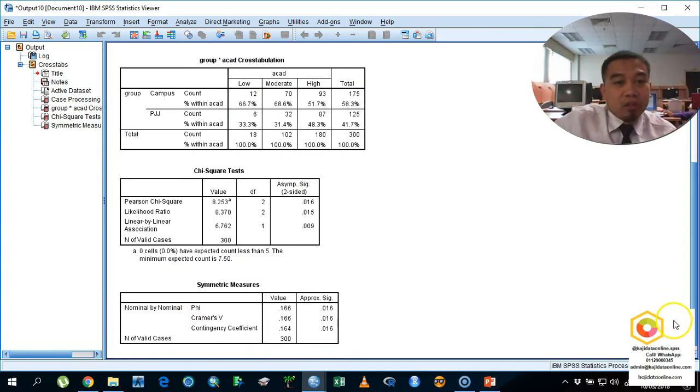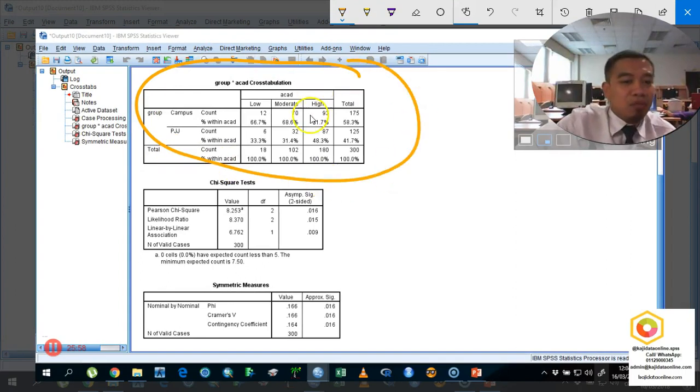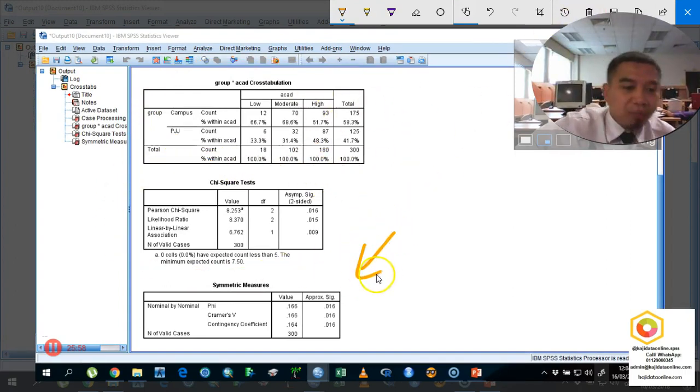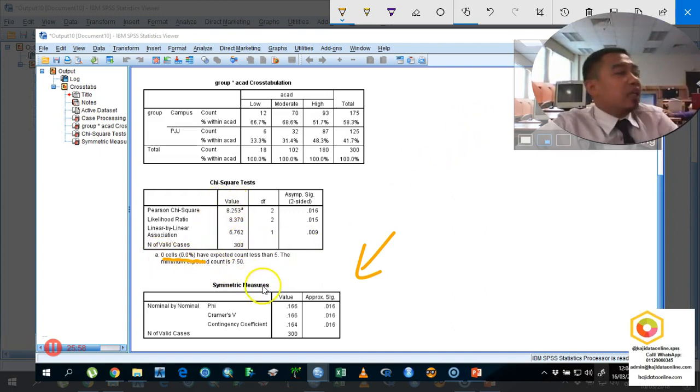Okay. The first one, I want to tell a story. This one is the same as before; the difference is you add one more table down here. Understand or not? Okay, the first step, we need to look into the cells: expected count less than 5. So far so good, because everything is below 20%, and therefore the Pearson Chi-Square can be used.